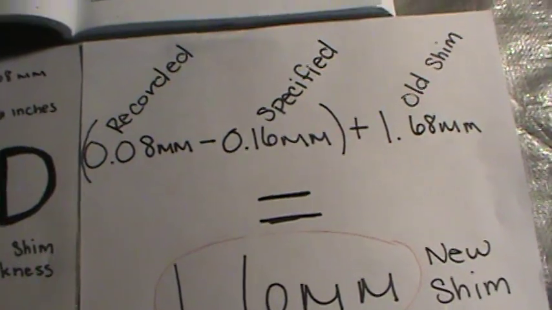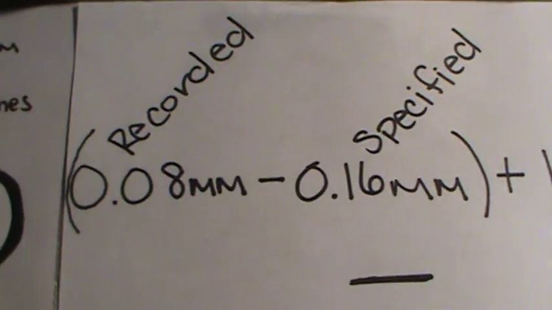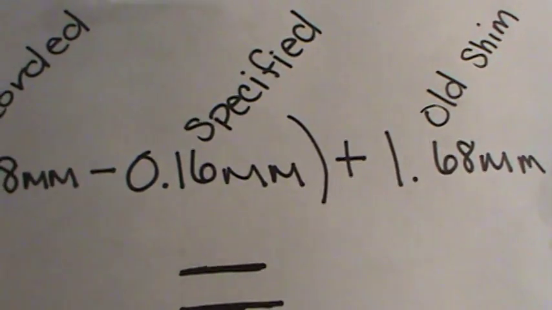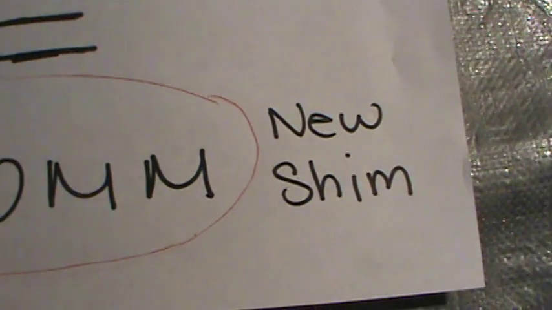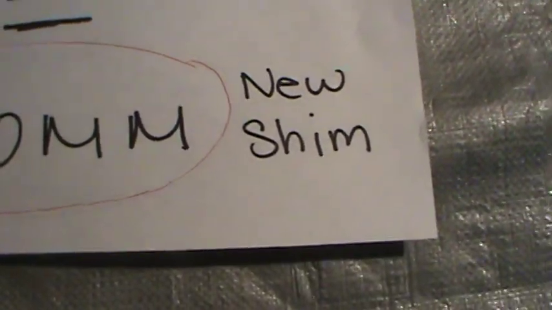Here's the calculation again. Here's the recorded valve clearance. Here's the specified valve clearance. Here's the size of the old shim. And you come with 1.6 is the size for your new shim. And it's as easy as that.